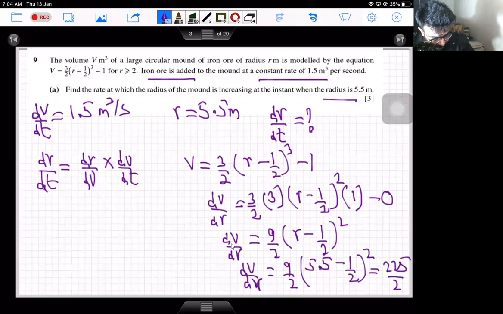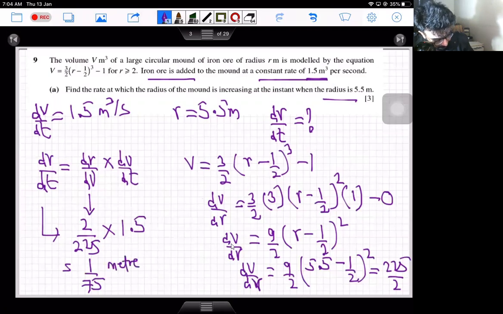So since dv over dr is 225 over 2, in order to find dr over dv, we are just going to reciprocate this fraction. So this becomes 2 over 225, and the value of dv over dt is already given to us, which is 1.5. Therefore dr over dt is equal to 2 multiplied by 1.5 divided by 225. This is 1 over 75 meters per second. This is dr over dt. This was part A.